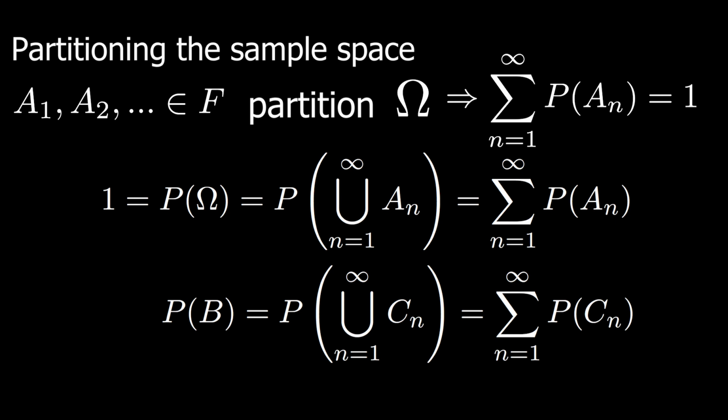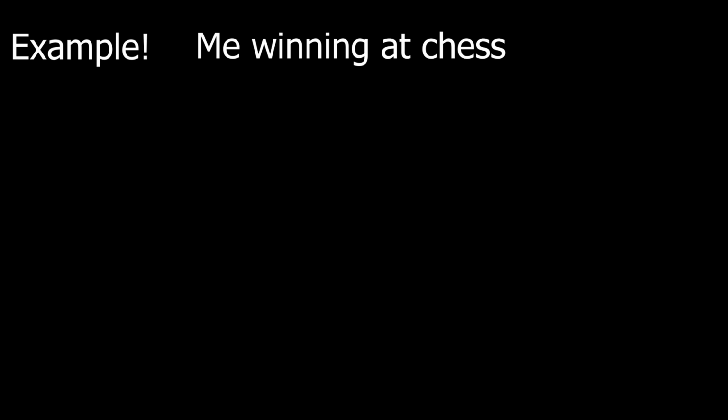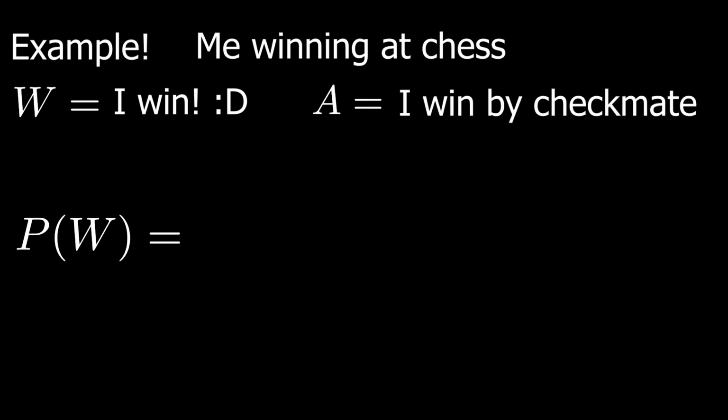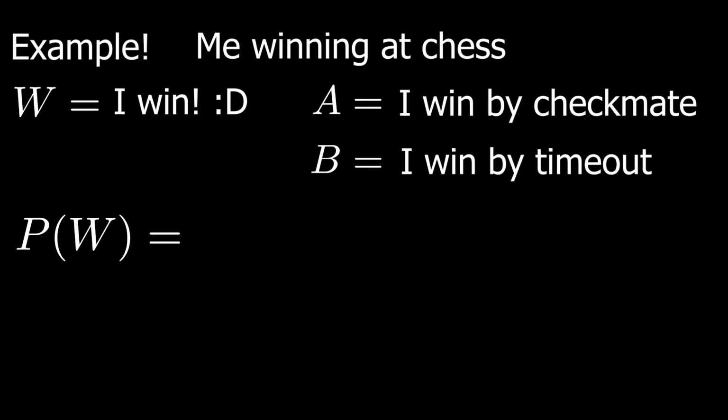It is time for another example. What is the probability of me winning a chess game? Let's say we play with a clock, so I can win by checkmate, or that my opponent runs out of time. Let's say that W is the event of me winning the game. We are looking for P of W. Let A be the event of me winning by checkmate, and B the event of me winning by timeout.